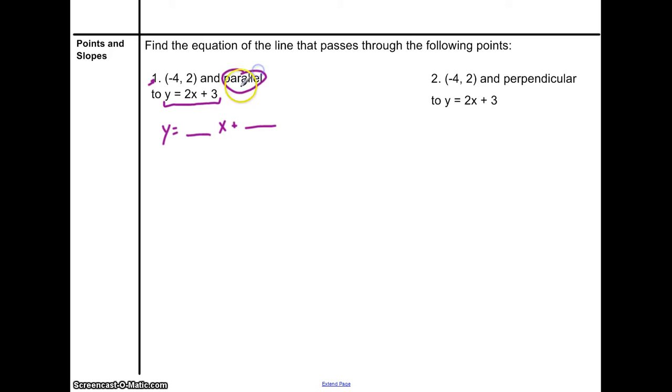And in fact, you already know the slope just by looking at the question. Remember that parallel lines have the same slope, so we'll take the same exact slope that this line has, and that will be the slope of our new line. So the slope of our new line is 2.